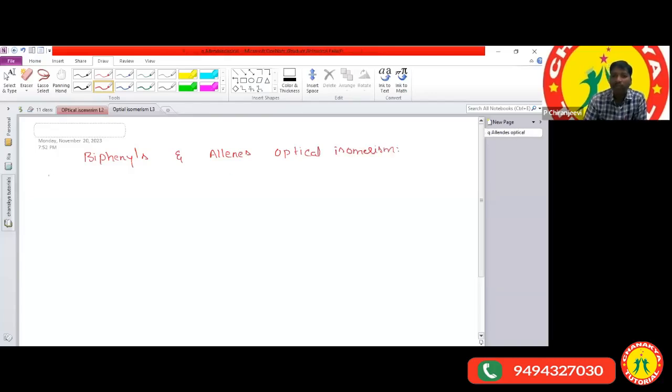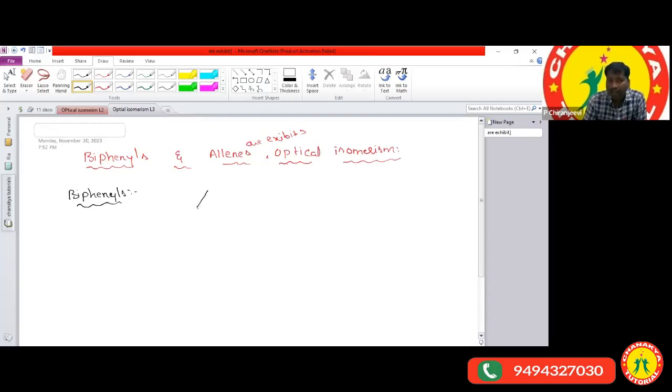Biphenyls and allenes exhibit optical isomerism. First we can check the biphenyls. So which compounds can we call biphenyls?